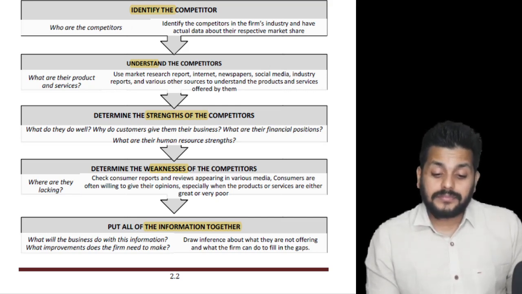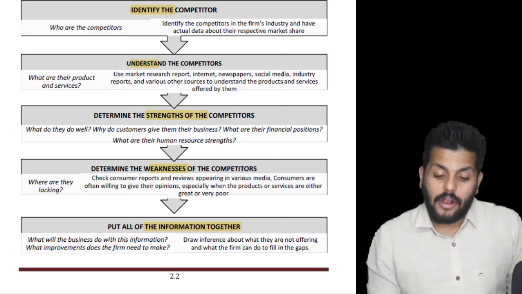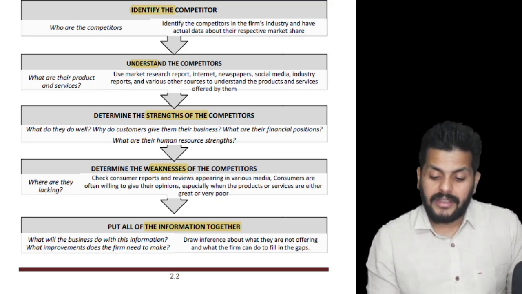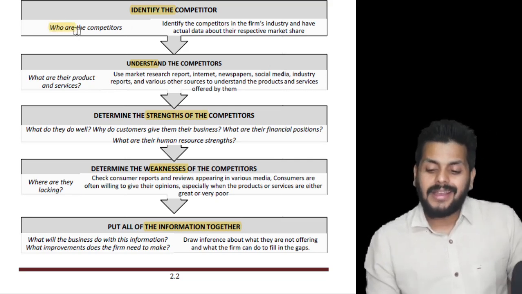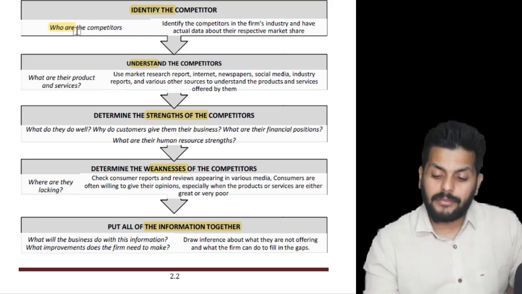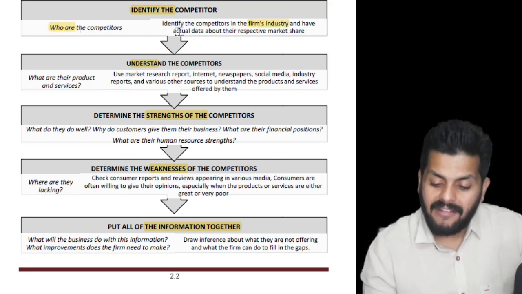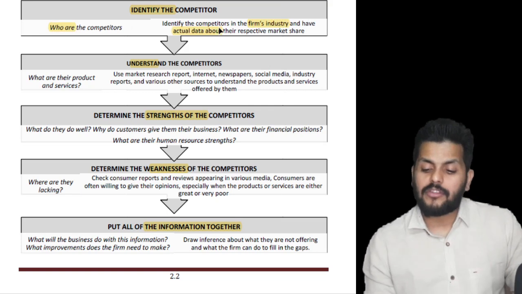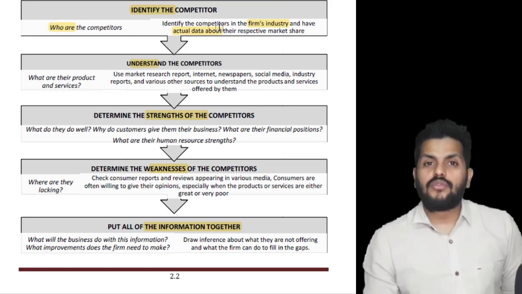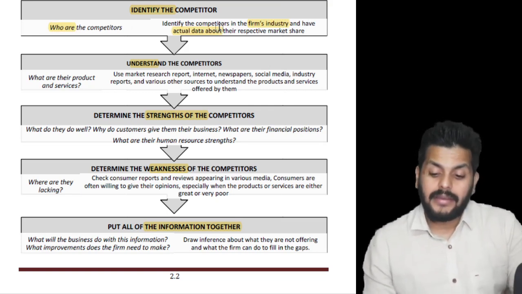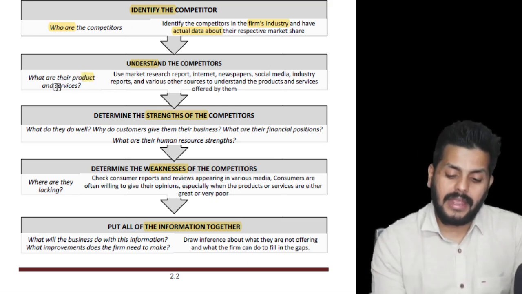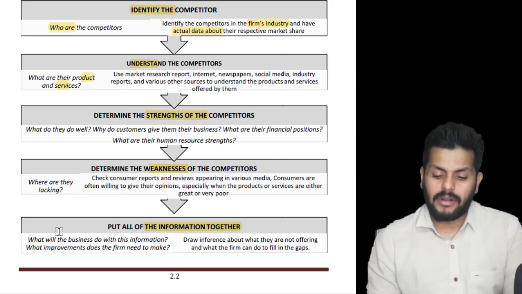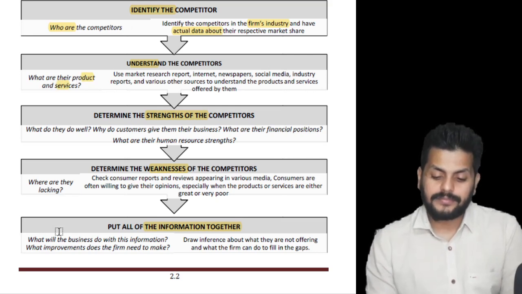Who are the competitors? That's the first point. Identify the competitor means who are the competitors. Take a white paper and make a list. Identify the competitors in the firm's industry and have actual data about their respective market share. Who is doing what in the market? Then, what are their products and services?